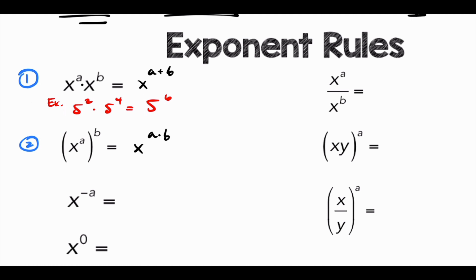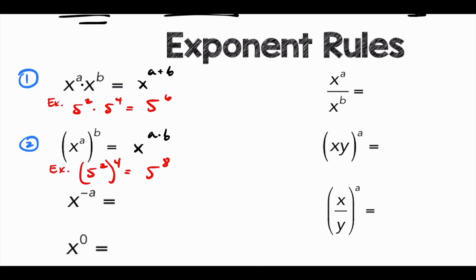So let me give you an example. 5 squared to the 4th power. We're not going to add the powers. We're going to multiply this time. So this would be 5 to the 8th power. That's rule number 2.